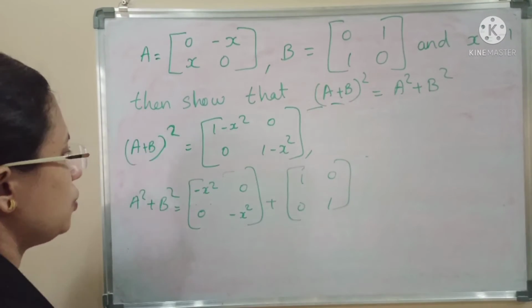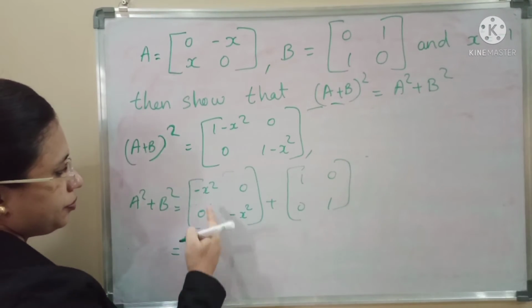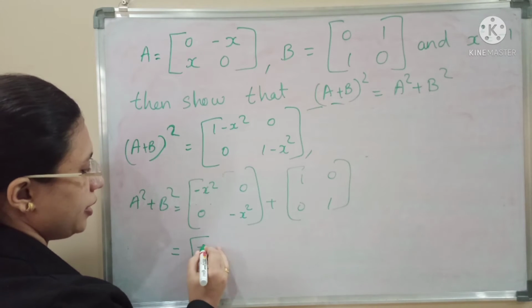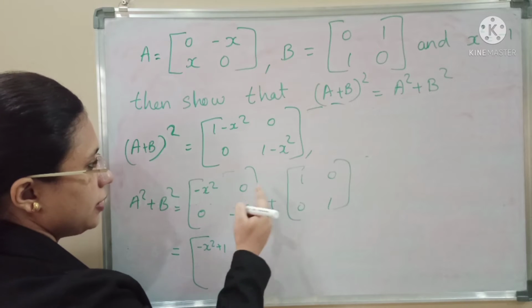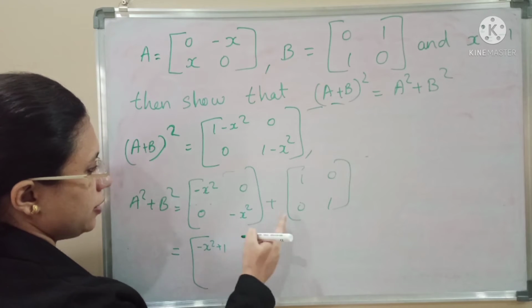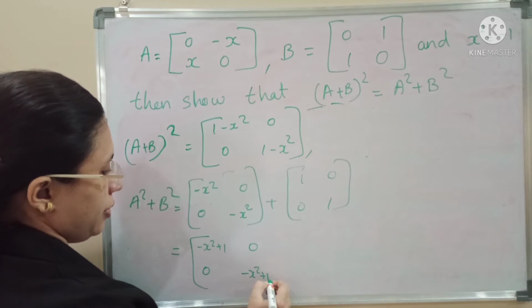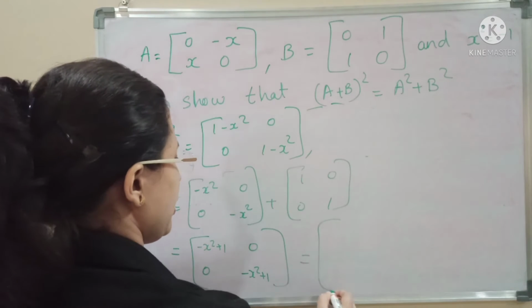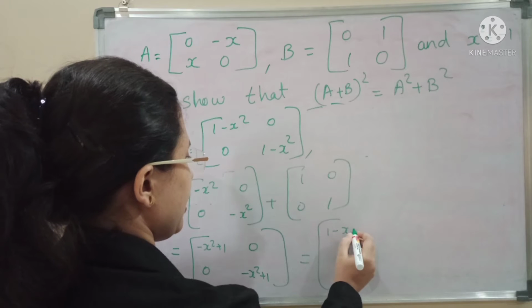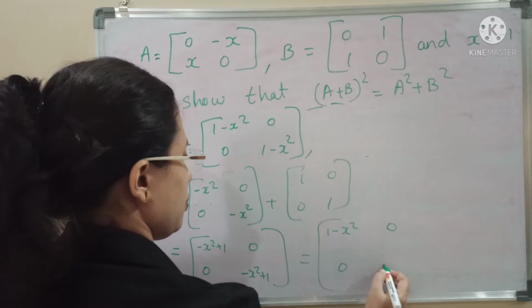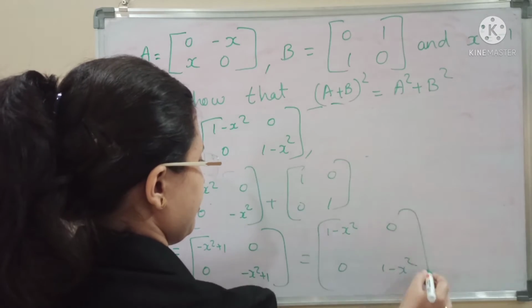Okay, so the answer is minus x square plus 1. I can rearrange it, so it will be 1 minus x square, 0, 0, 1 minus x square.